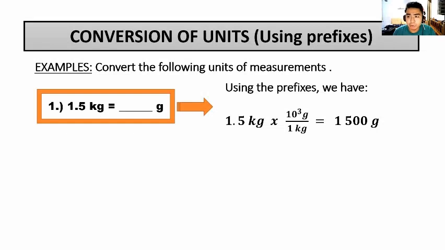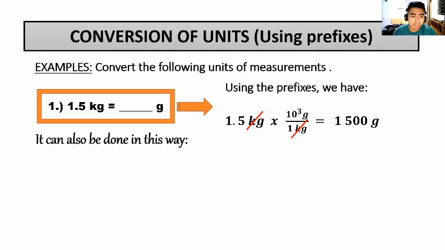So why do we multiply? What we are looking for is in terms of grams. We know that 1 kilo is equivalent to 1,000 grams. So we multiply, and the 1 kilogram needs to be in the denominator so that the unit kilogram cancels and it becomes grams. So 1.5 times 1,000, or 10 cubed, is equal to 1,500 grams.